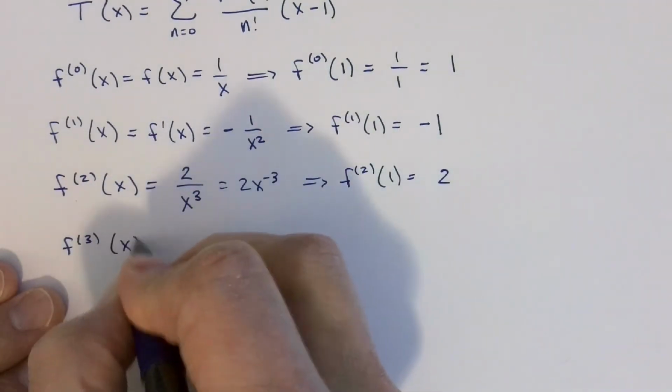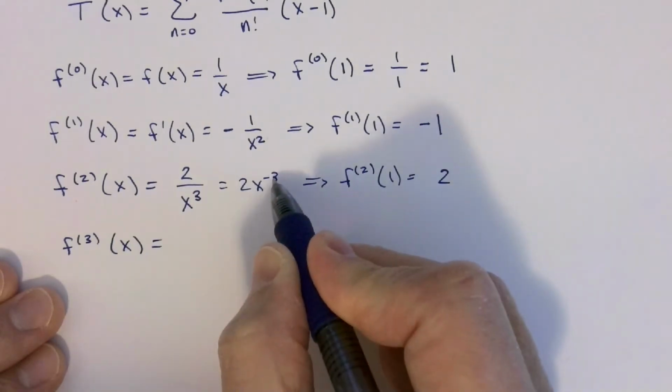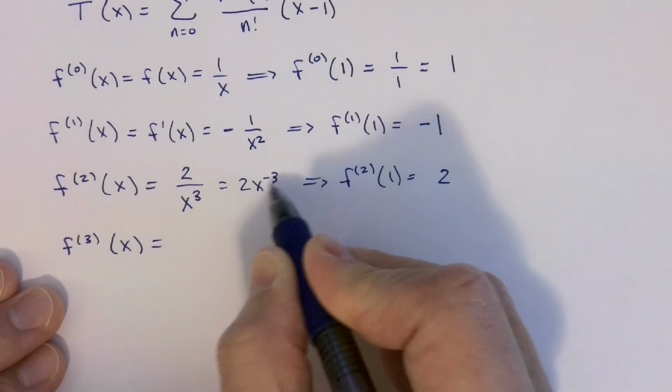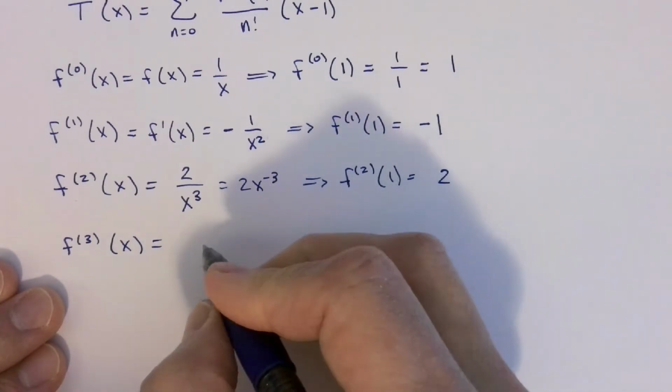What's the third derivative going to be? Bring the -3 down. I get -6 x to what? Subtract 1, negative 4. I get negative 6 x to the negative 4.